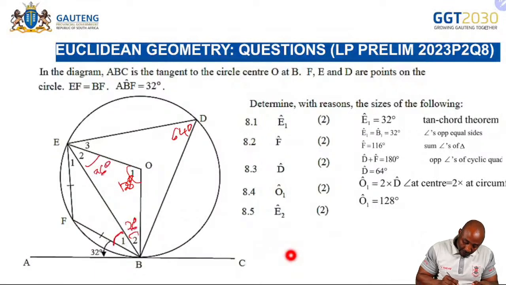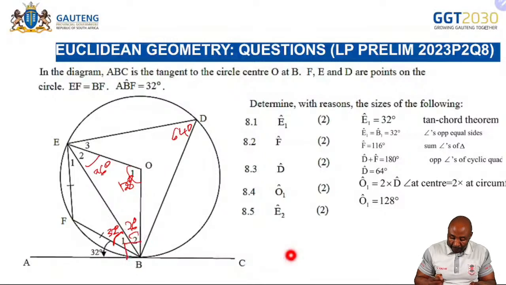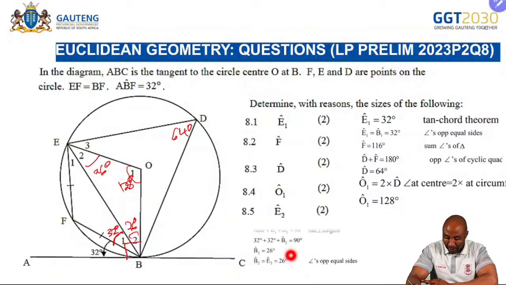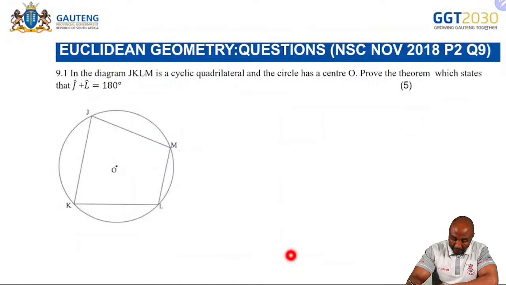Alternatively, our angle B1, we found it as 32 degrees. So we are able to use our B1 plus B2 plus 32 degrees is equal to 90 degrees because this is a right angle. And then we are able to find our B2 as 26 degrees. And then we know that these are angles opposite equal sides. So B2 will be equal to angle E2. And we got our answer as such. We move on now to the next question. It's a proof of a theorem.